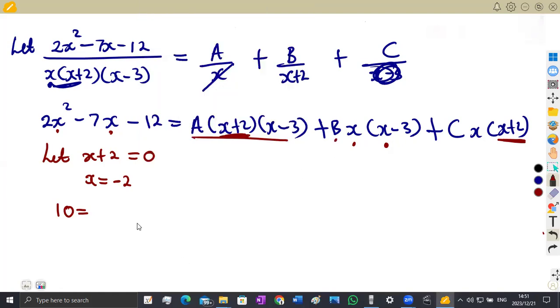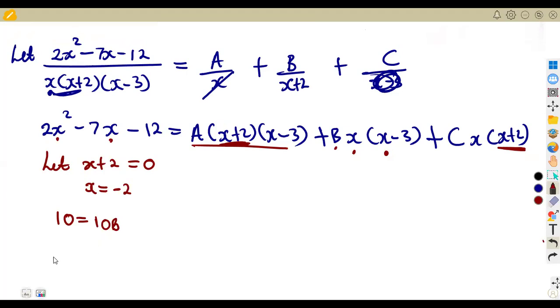So that's 10 times b, which is 10b. So this is going to give us the value of what? The value of b by dividing by 10 by 10. So b is going to be a 1.